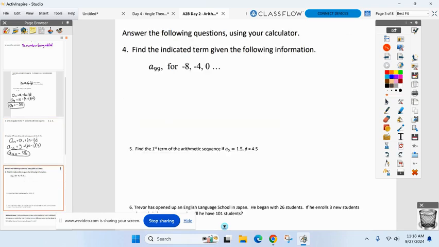I want you to do number 4 now on your own, or in your groups, doesn't matter. Find the 99th term. Use the formula. I'll wait till we all get something written down. It's not negative 4.